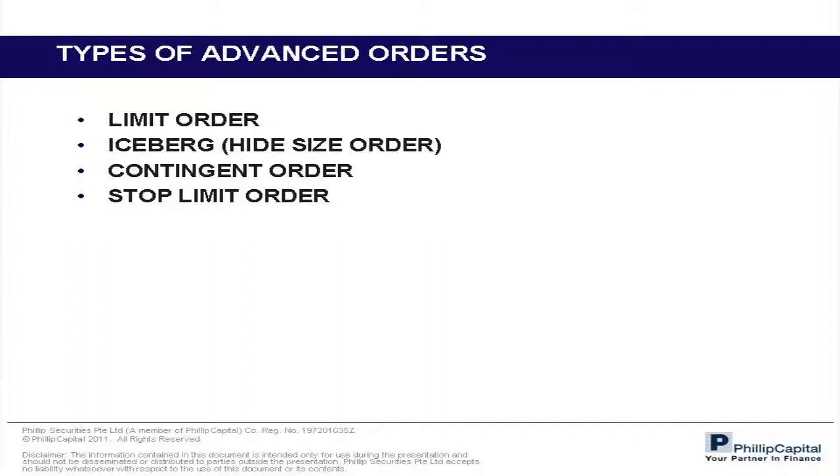In this video, we will go through the 4 different order types that you can place with Poems ProTrader. The 4 order types are limit order, iceberg order, contingent order, and stop limit order.